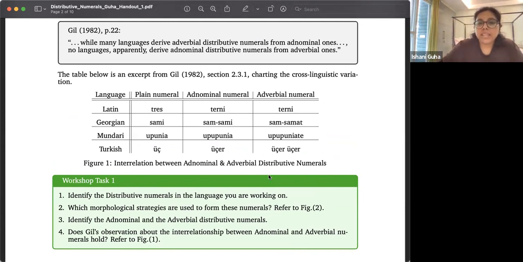That is, whether the adverbial ones are the most complex forms that's available for distributive numerals. Okay, and you would not be able to answer these questions right away, but as we go along, you'd see more to feed your answer.